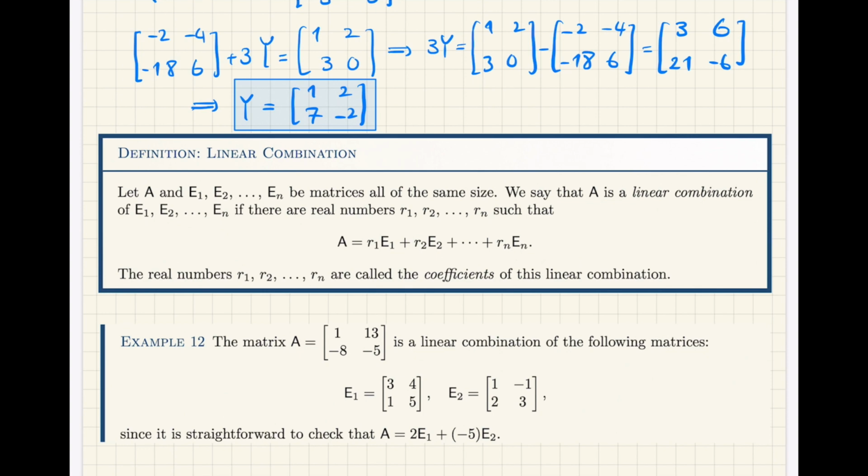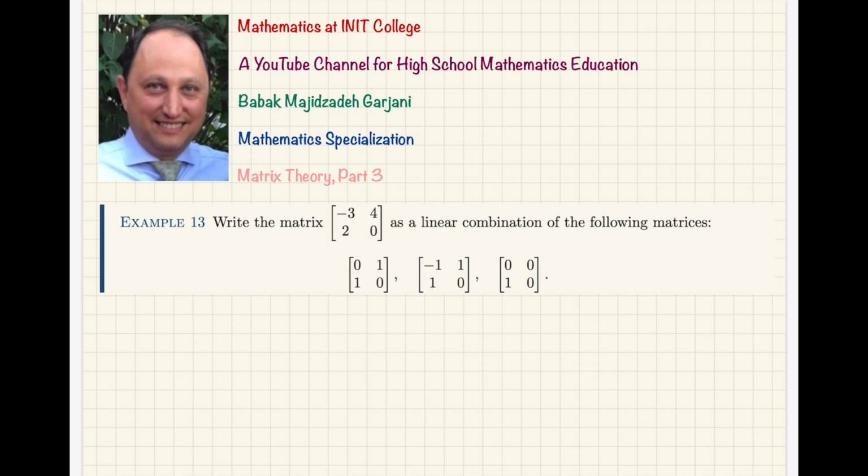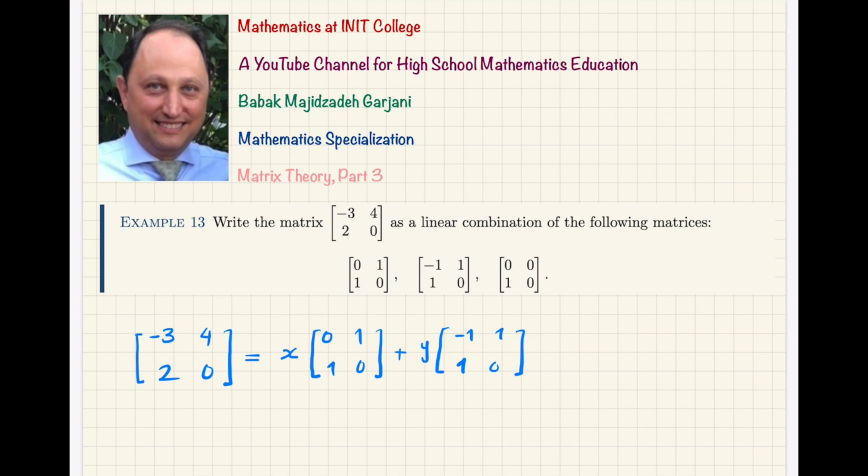As simple as that. And let me solve the last example and then we are done. Write this matrix as a linear combination of the following matrices. So what does it mean? It means that write this matrix minus 3, 4, 2, and 0 as a linear combination of these three matrices. So it means that you can choose a number, let me call it x, multiplied by 0, 1, 1, 0, multiply the other matrix by a number y, multiply the other matrix by another number, for example z, and try to fine-tune, if possible.